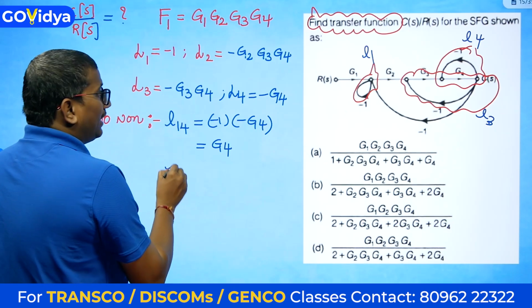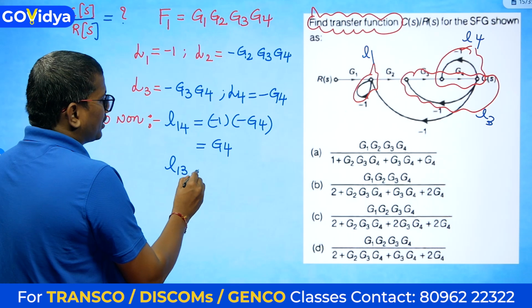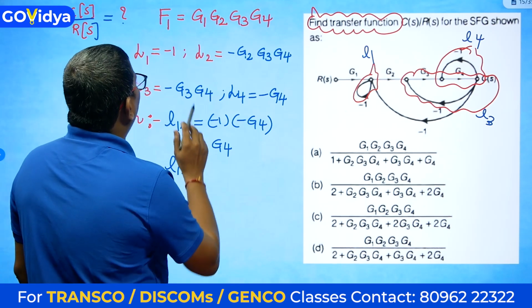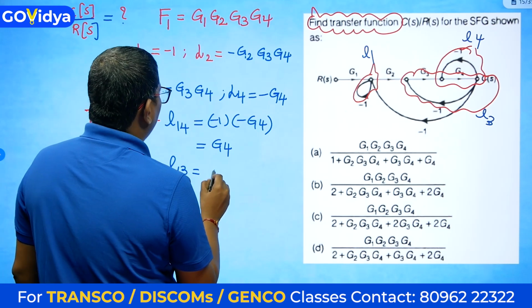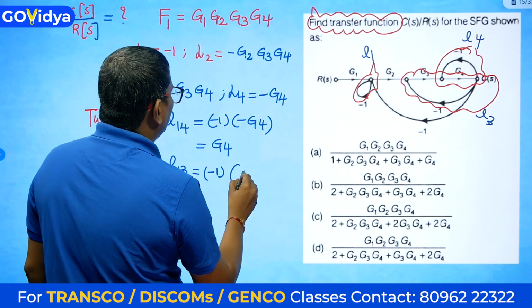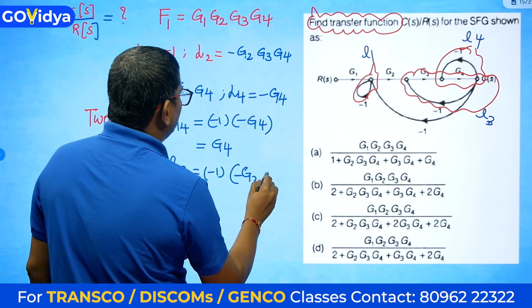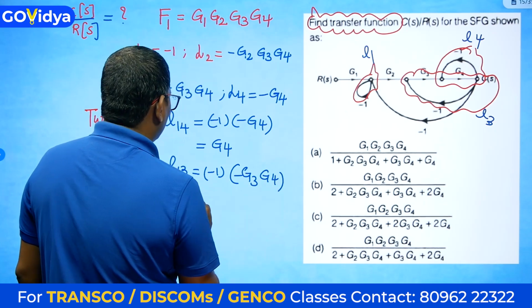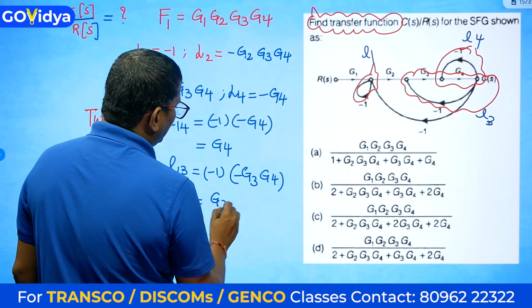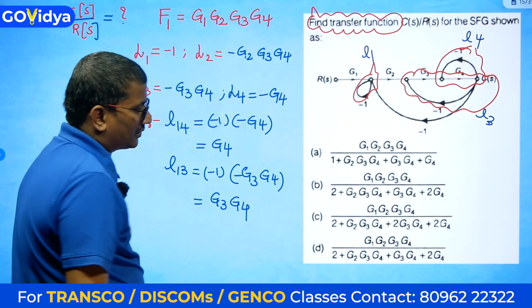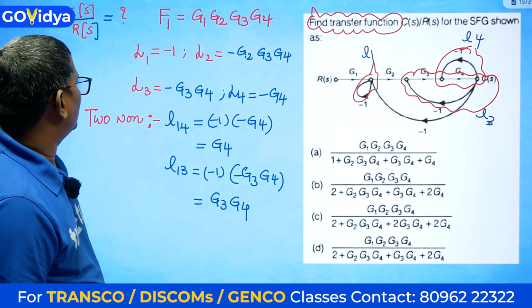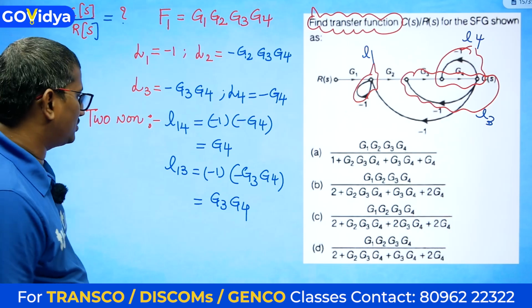Another one, L1, 3. How much is this value? L1 into L3. So minus 1 into minus G3, G4. इसका total value G3, G4. So now what about this transfer function?